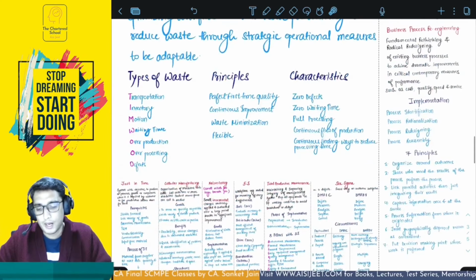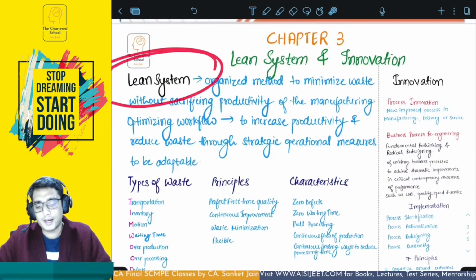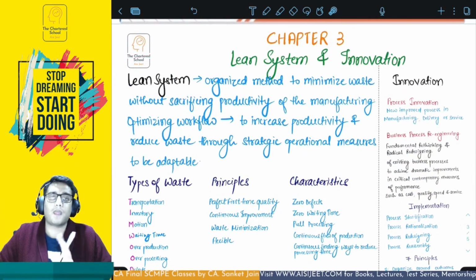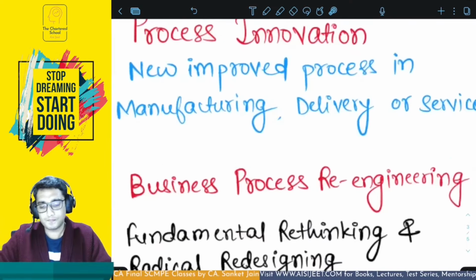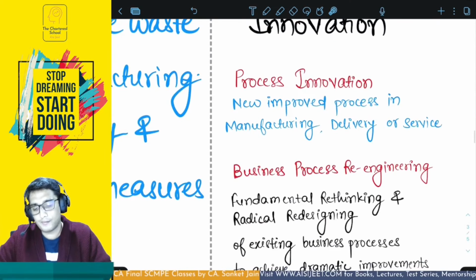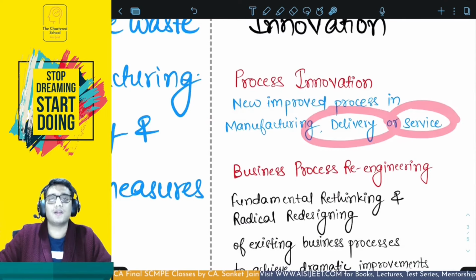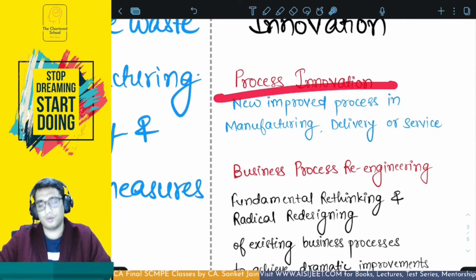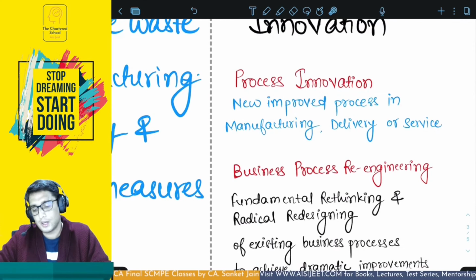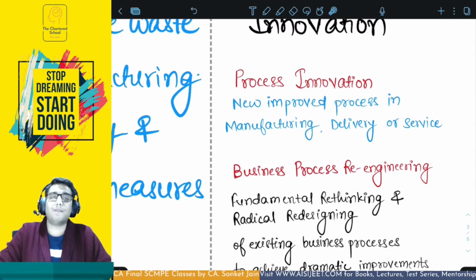Now this covers up our lean system. The second is innovation. So if you want to have a new improved process in, let's say, manufacturing system or servicing system or delivery system, then we can apply process innovation. Only that much is given for process innovation. We can apply this if we want to have a new improved process.